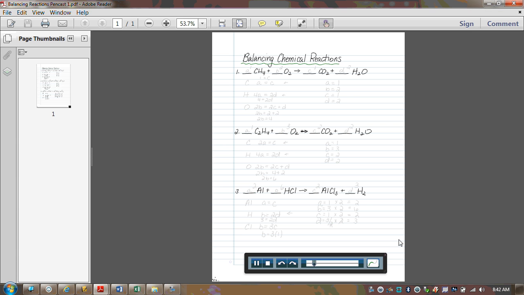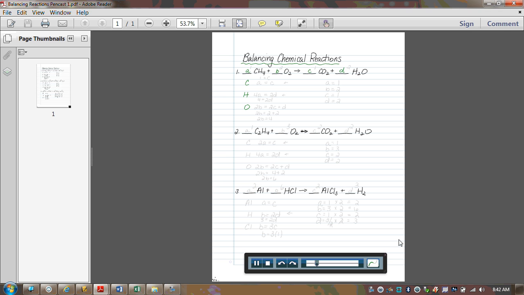All right, so the first thing you're going to do is, everywhere there's going to be a coefficient, you are going to place a variable. So I'm going to call this A, B, C, and D. You can really call it whatever you'd like, but usually A, B, C, and D is quickest and easiest. Then you're going to make a list of all the types of elements that are present in the equation. So we have carbons, we have hydrogens, and we have oxygens.